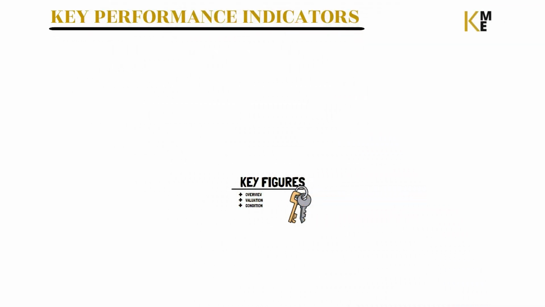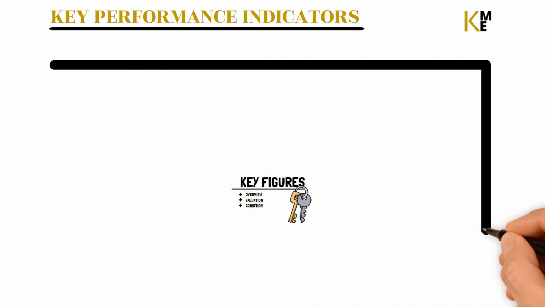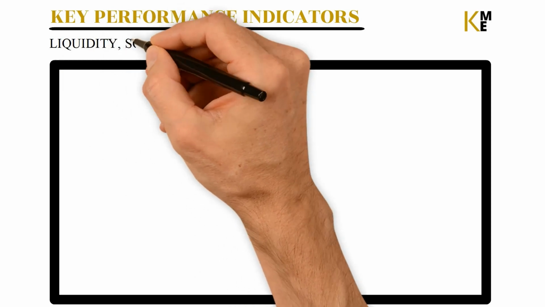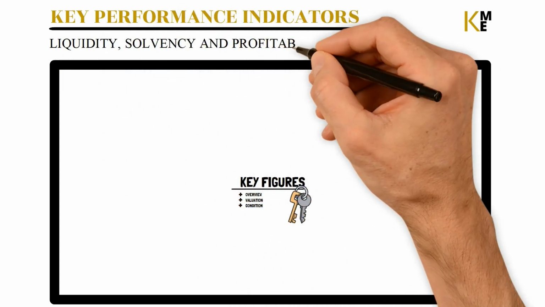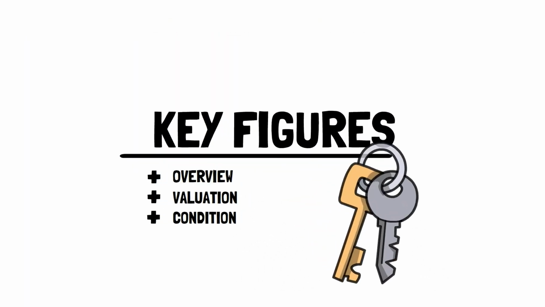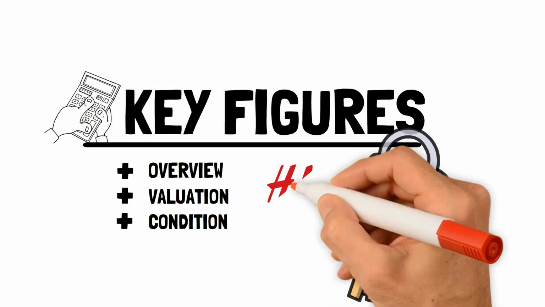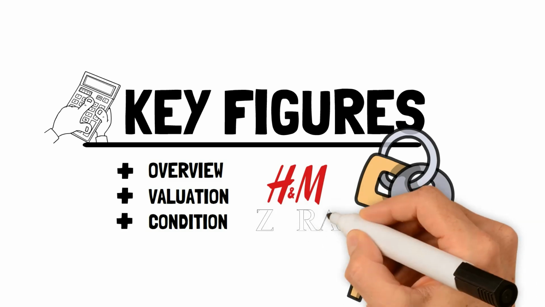The following video includes the formulas for calculations and brief explanations for some key figures related to liquidity, solvency, and profitability. They can be used, among other things, to compare two companies in the same industry, such as between H&M and Zara in the clothing industry.